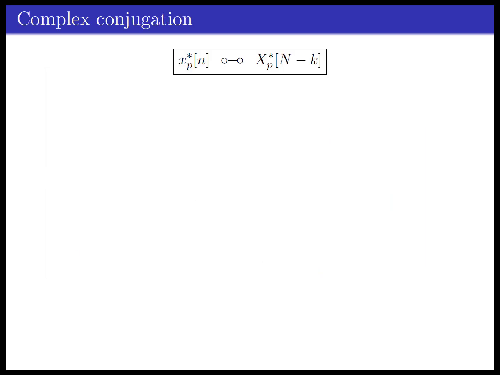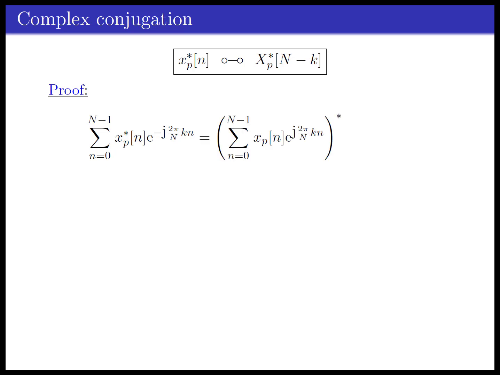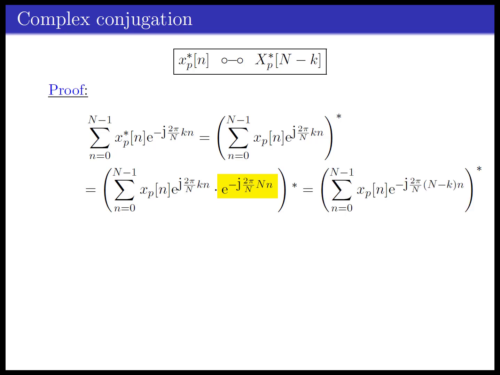Because of the periodic behavior of the DFT operation, the DFT of a complex conjugated signal leads to a special result. In the first step of the proof of the complex conjugation property, we apply the DFT operation to the complex conjugated samples. Then we take the complex conjugation operation outside the brackets and multiply with 1, which can be expressed by the given complex exponent denoted in yellow. Finally, we can combine the two exponents, which finalizes the proof.